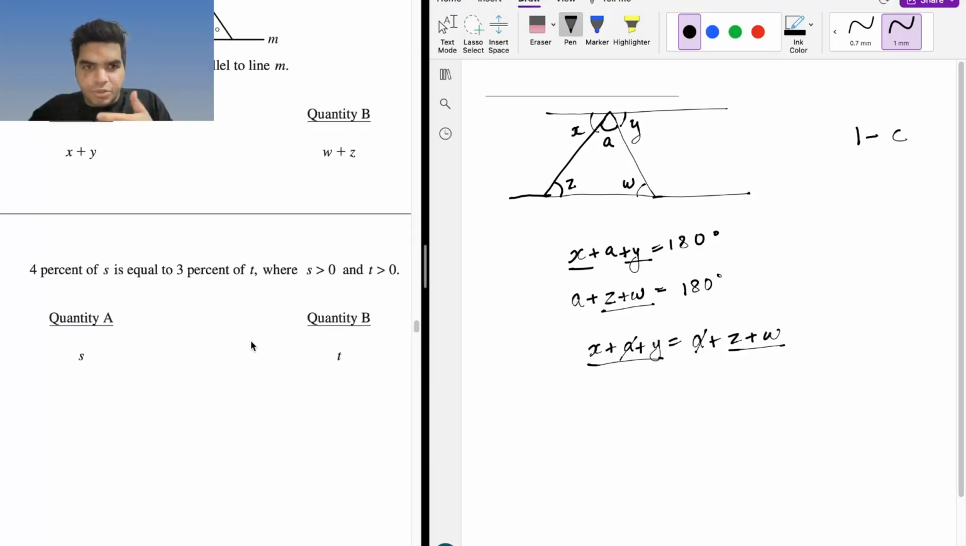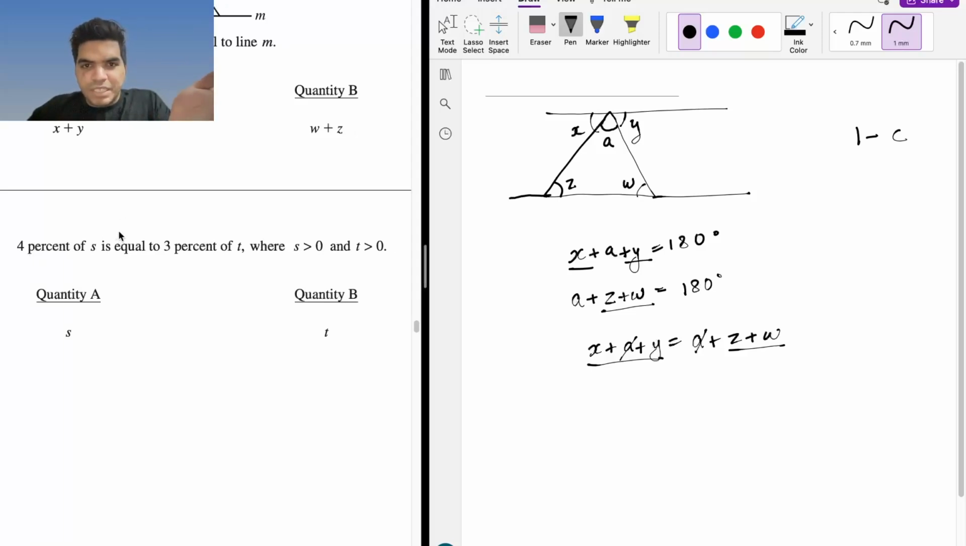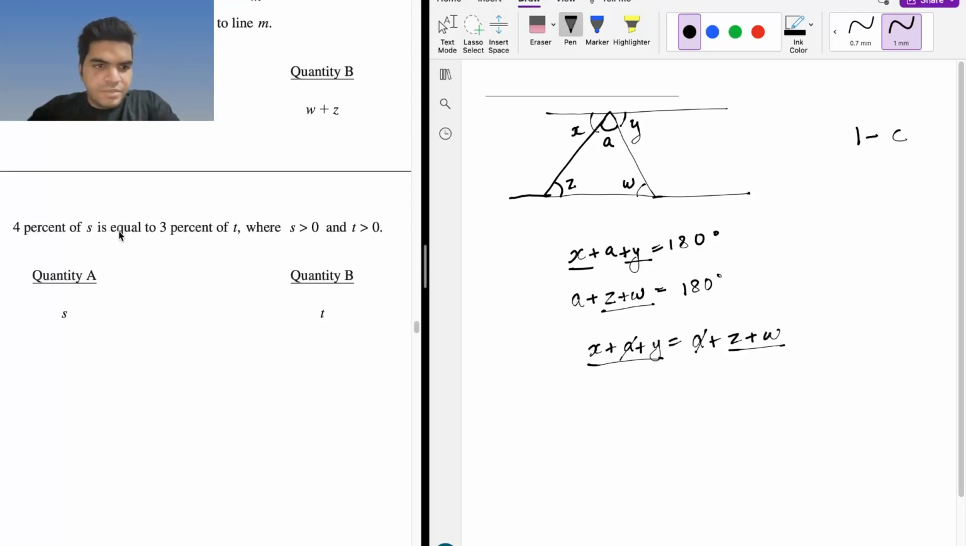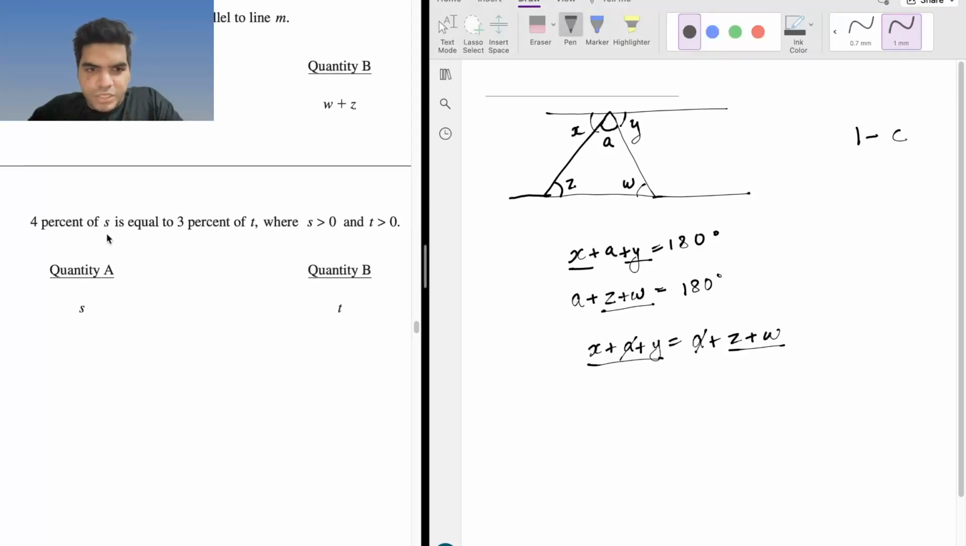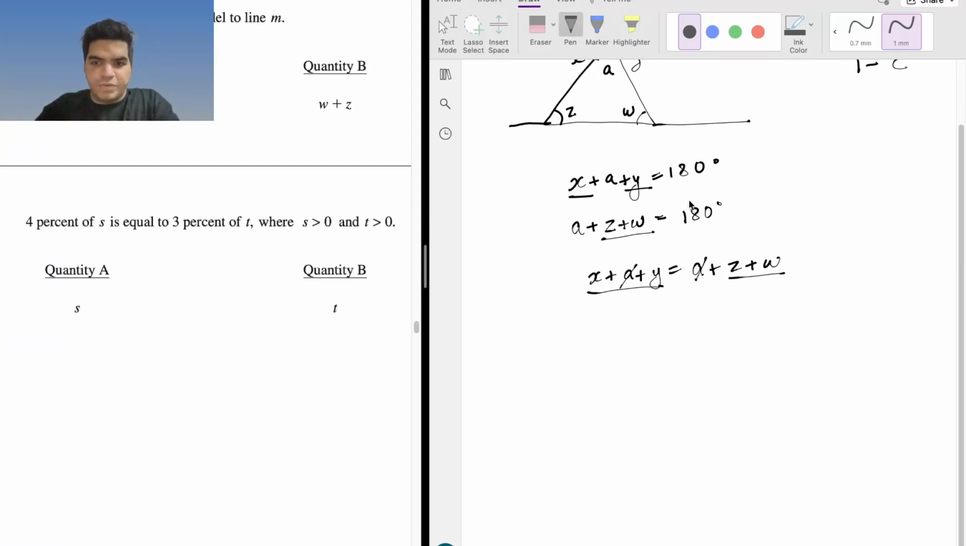Now jumping to the second question. I would also appreciate if all of you are solving the questions simultaneously and putting your answers in the comment section. Second question is 4% of S is equal to 3% of T, where S is greater than 0, T is greater than 0. Let's first of all write whatever is given here.